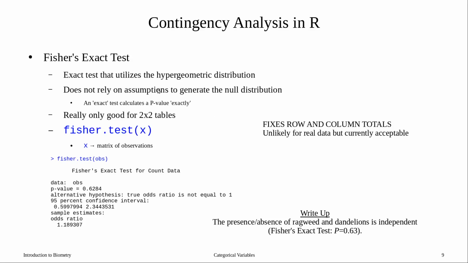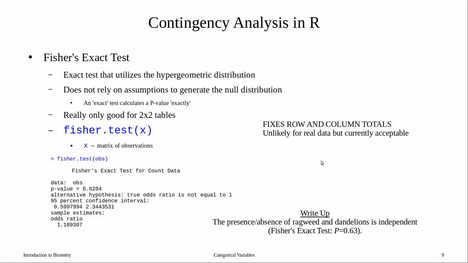We will calculate it. Now, Fisher's exact test is really only practical when we have a 2x2 table. So two categorical variables, and each variable only has two groups. How do we do this? Well, we use fisher.test, where our x is the matrix of observations. So we can use it in R using fisher.test(OBS), and we get this output.